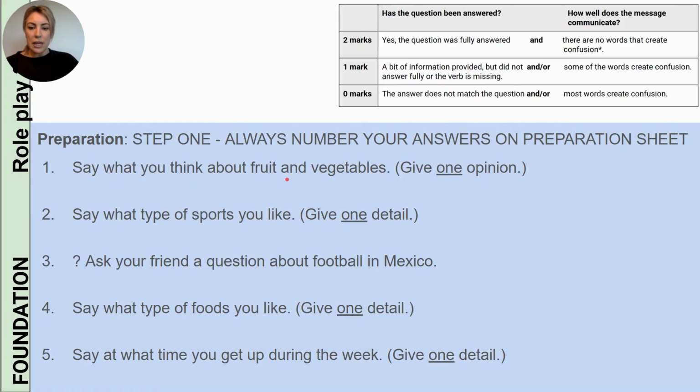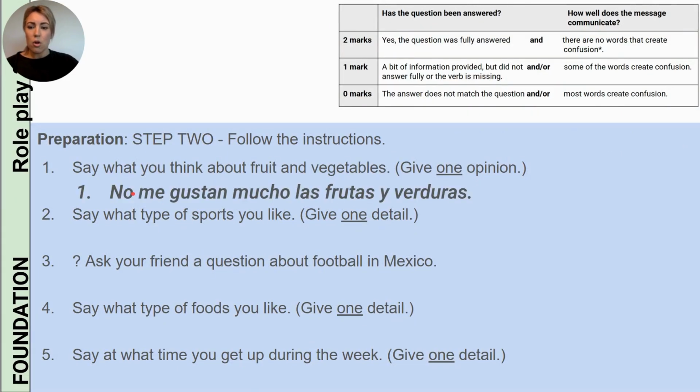Say what you think about fruit and vegetables. Okay, I have to give one opinion. So it's going to be something like I like, I hate, I love, whatever. I'm just going to say my preparation. 1. No me gustan mucho las frutas y verduras. I gave one opinion. That's it. I don't like fruit and veg much. Perfect.